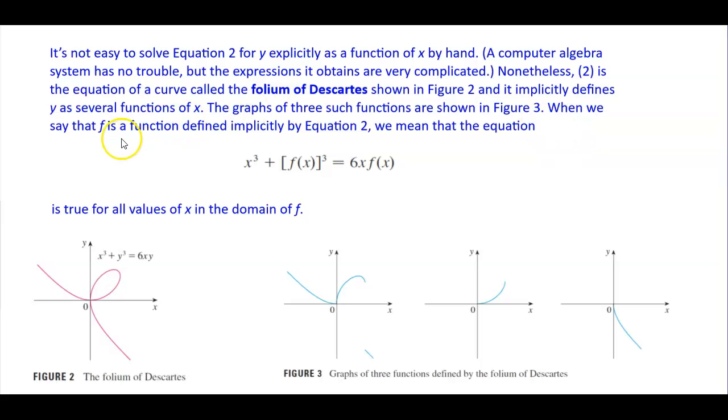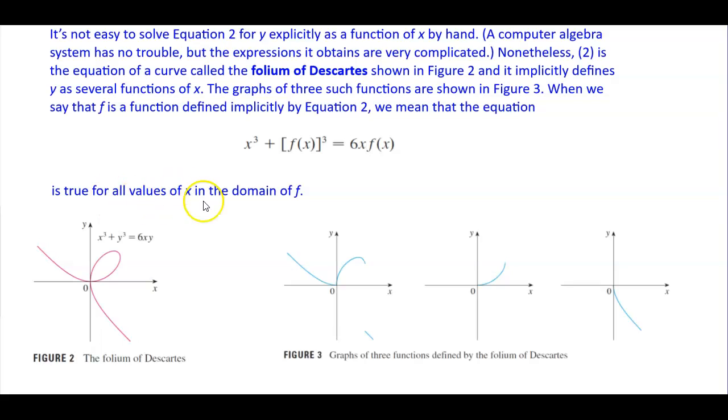Now, when we say that f is a function defined implicitly by equation 2, we mean that the equation x cubed plus f of x cubed is equal to 6x times f of x, and that is true for all values of x in the domain of f. So what you can see here is that the y now is becoming f of x. So here you can see the graphs.